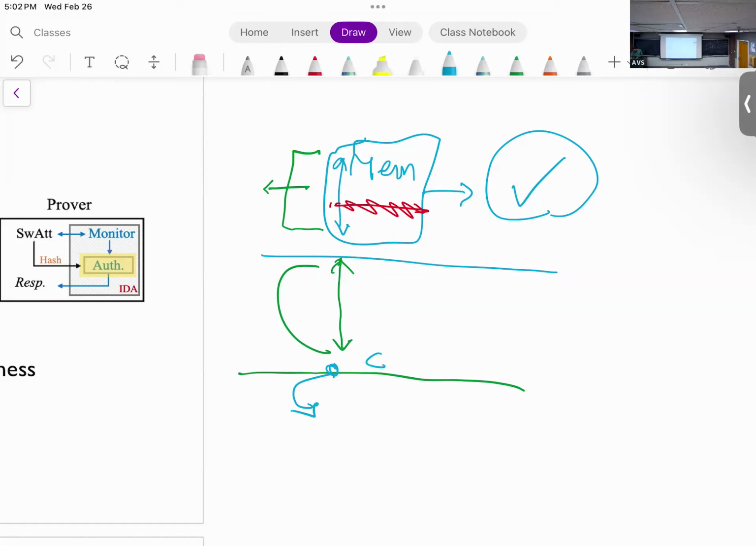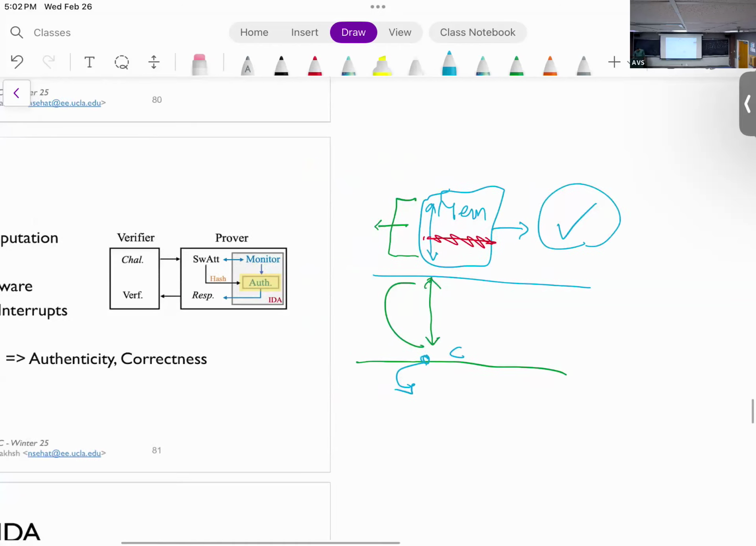Of course, you can change the challenge, but generally, if it's signed by the hardware, you can show that this continues to be secure all the time. Does that make sense? Any questions? Cool.